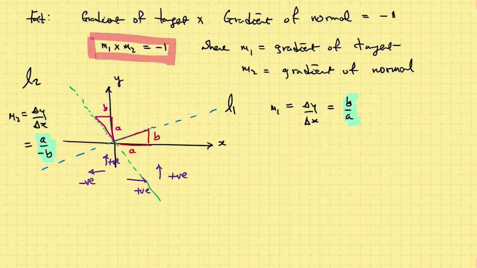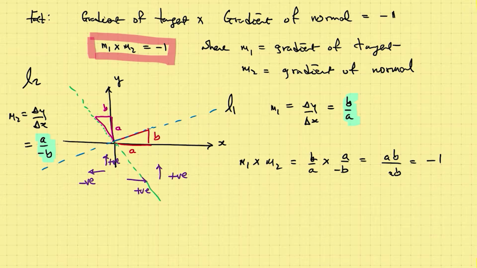So let's work out what M1 times M2 is going to be. M1 times M2 is going to be B over A times A over minus B, right? But of course, this is just AB over minus AB, which is just minus 1. So this should convince you that the fact mentioned earlier about the behaviors of gradients of tangents and gradients of normals is actually fairly obvious.